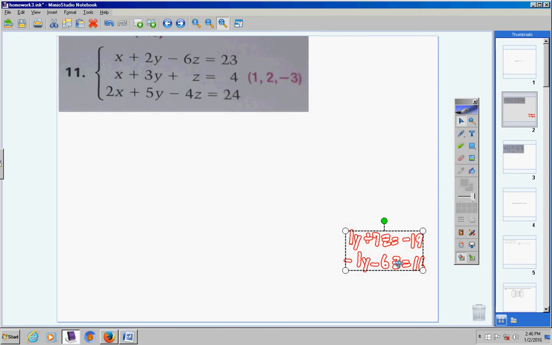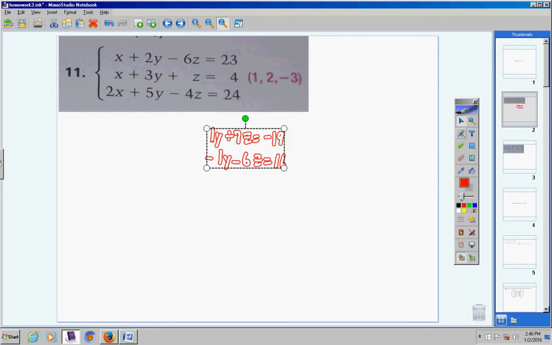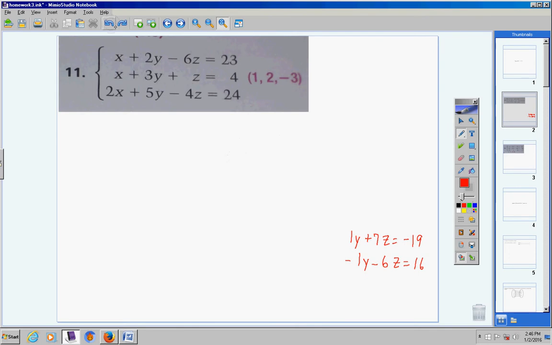And thankfully, there's not a lot of work to do. Look at my y's, Jonathan. They're already ready to eliminate. I have a positive 1 here and a negative 1 here. Now, let's pretend for a second that didn't happen. Let's pretend that we have a 7 right here.